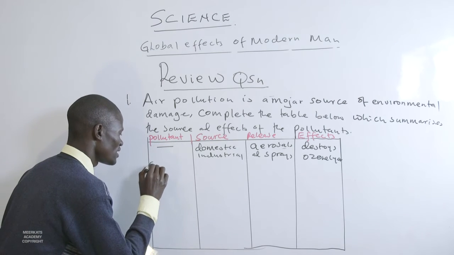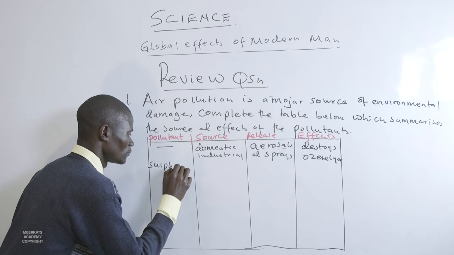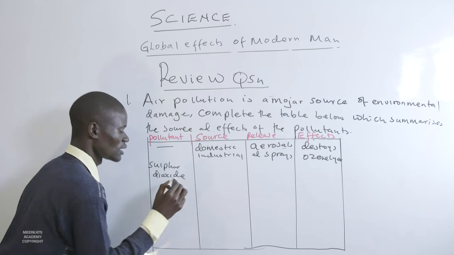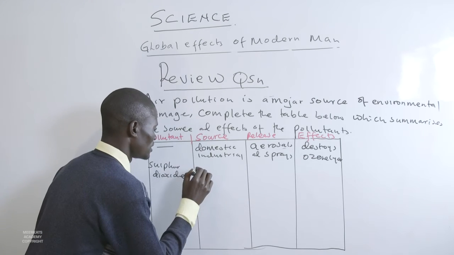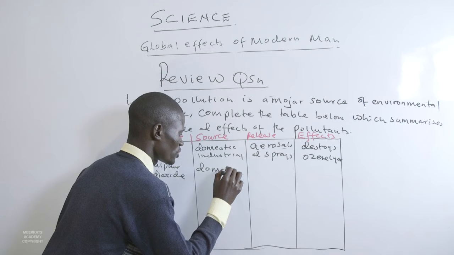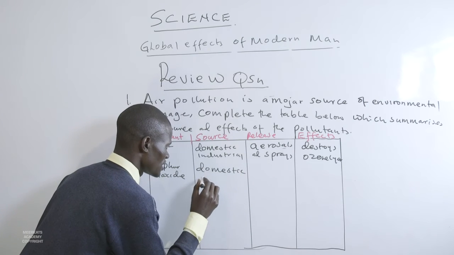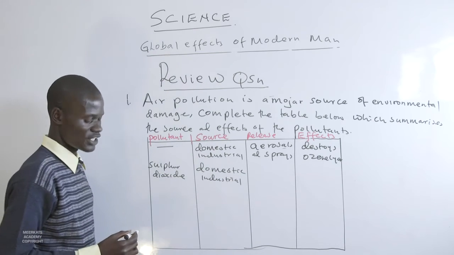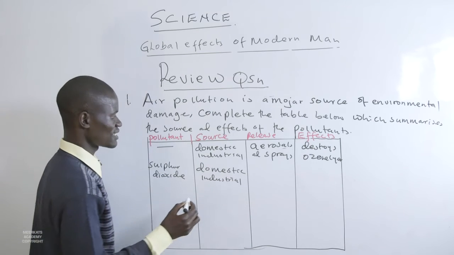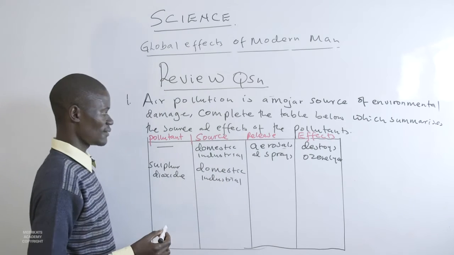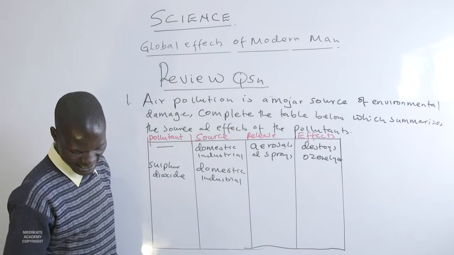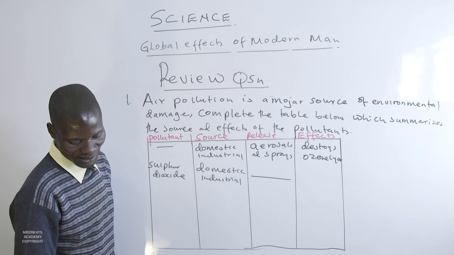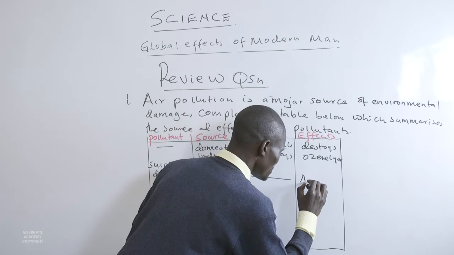And then in the next, they have given us sulfur dioxide. Sulfur dioxide has its source from domestic industrial regions. And when it is burned, what does it release? They want you to fill this part. And what is the effect? The effect is acid rain.